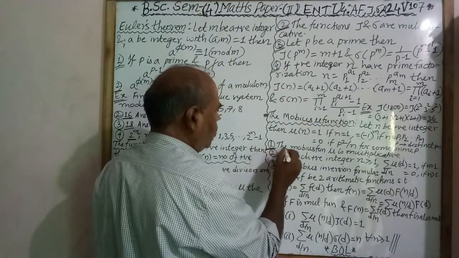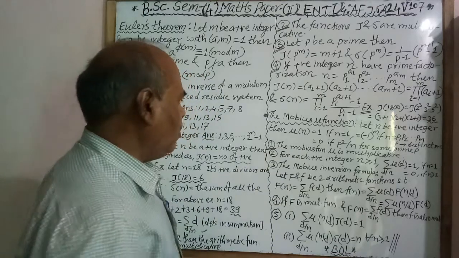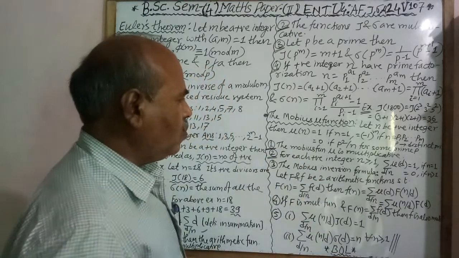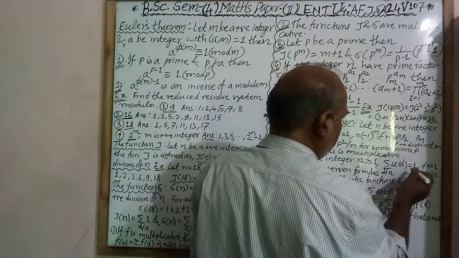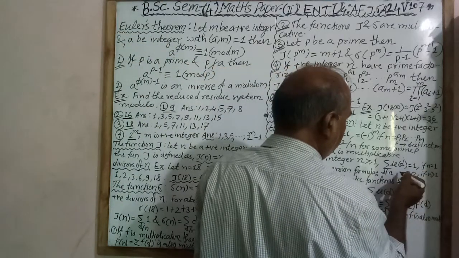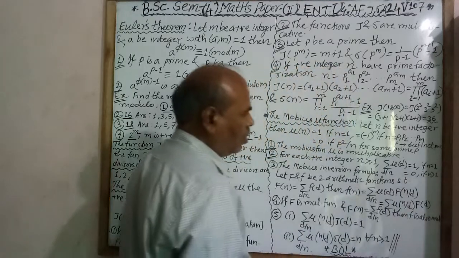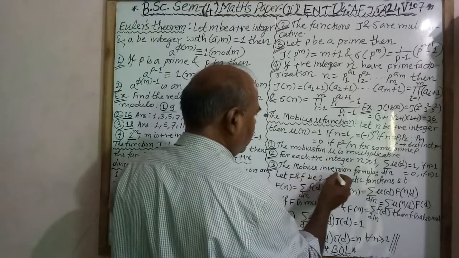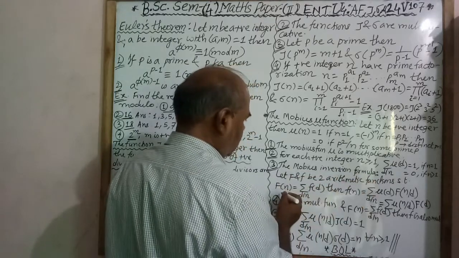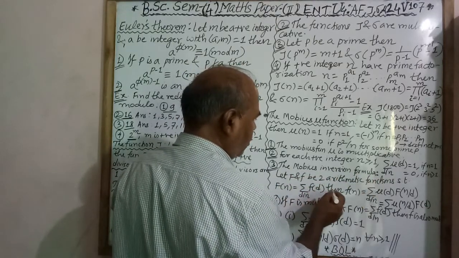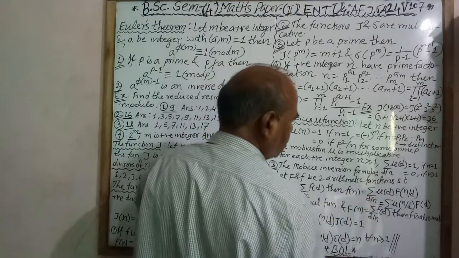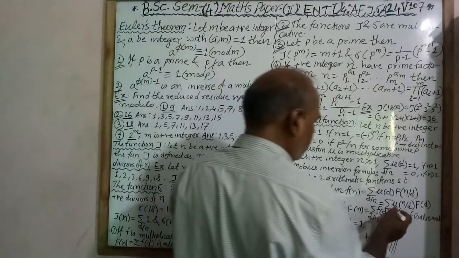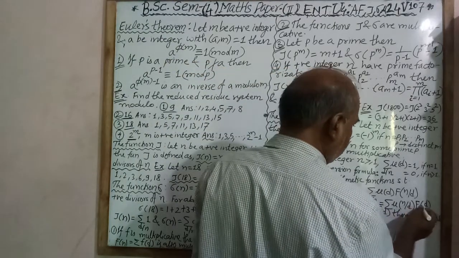Now some rules. The Mobius function mu is multiplicative. For each positive integer n greater than or equal to 1, the summation of mu of d equal to 1 if n equal to 1, and the summation of mu of d equal to 0 if n is greater than 1. The Mobius inversion formula is given by this: if F of n equal to the summation of f of d, then f of n equal to the summation of mu of d F of n by d, or it is equal to again the summation of mu of n by d F of d.